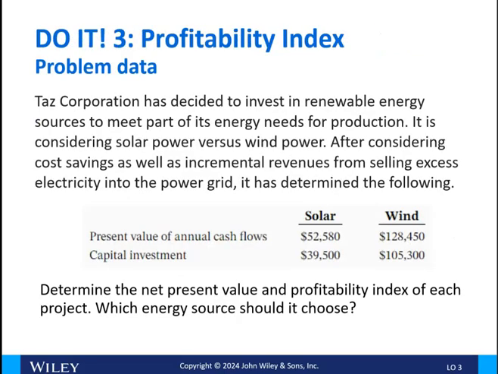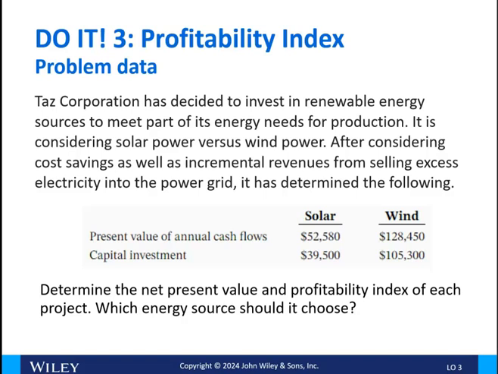So let's go through this one. TAS Corporation has decided to invest in renewable energy sources to meet part of its energy needs for production. It is considering solar power versus wind power. After considering cost savings as well as incremental revenues from selling excess electricity to the power grid, it has determined the following. So we have our present value of annual cash flows from both options and the capital investments from both options. Determine the net present value and profitability index of each project. Which energy source should it choose?